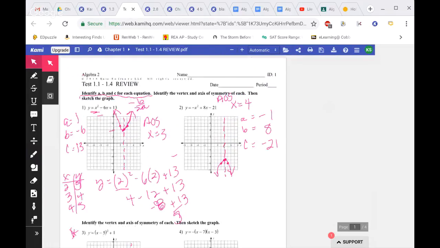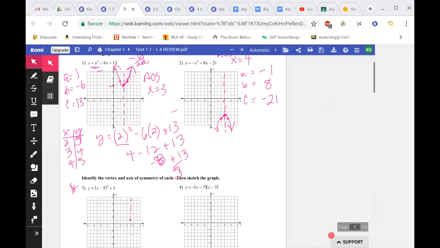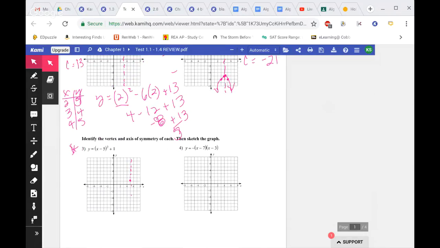There we go. Yeah. Do you want to go over the graph part? Yeah, can we do 3 and 4? Yes, ma'am. Okay. All right, on 3 and 4, the number 3 is exactly like the parent graphs that we did in the very first unit.